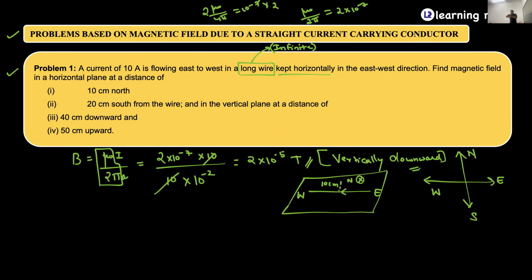So into the plane means where are my fingers going? Downwards. So they are going downwards vertically. That is why I wrote it as vertically downward. Is that clear?